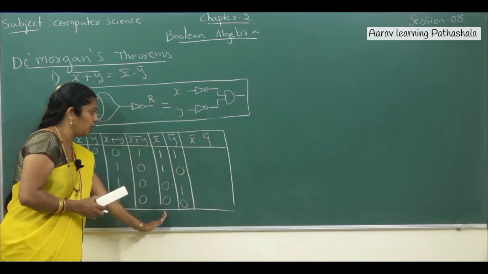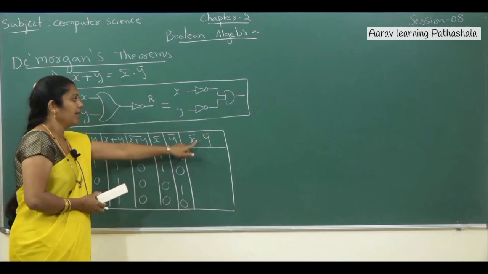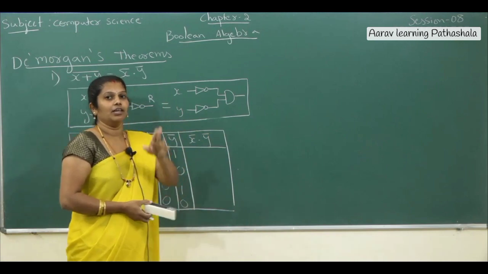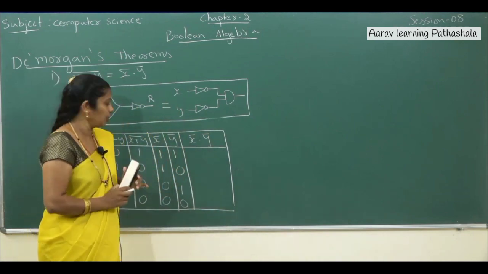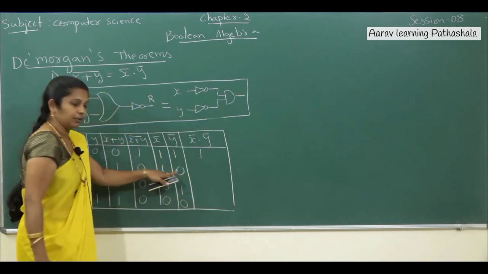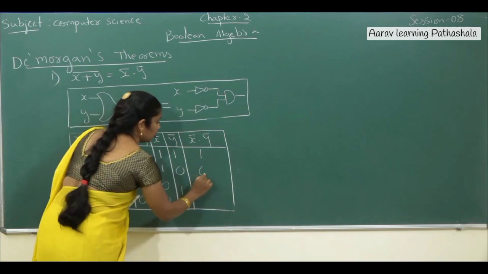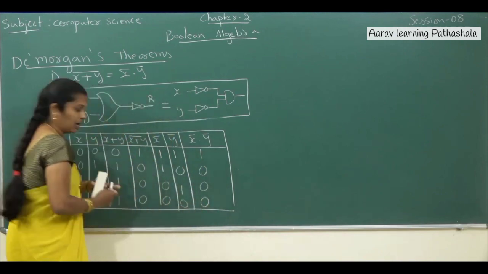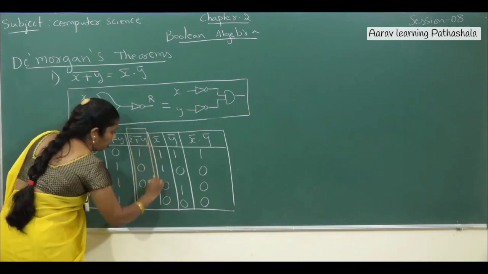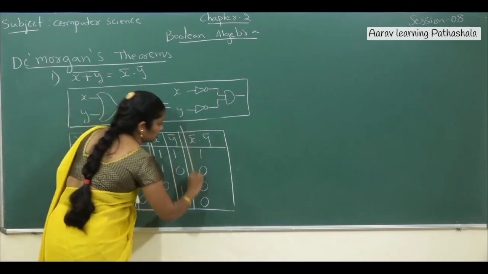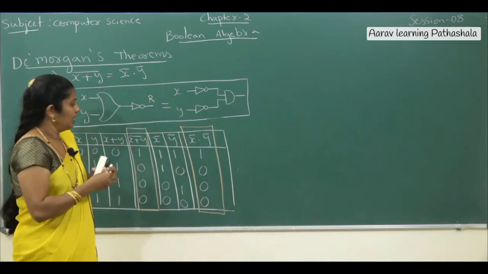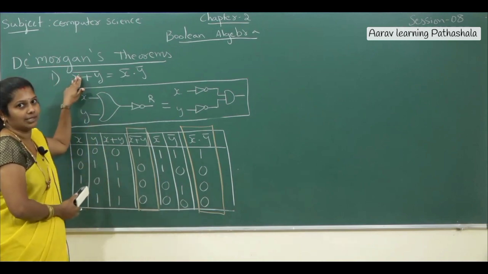You have to consider the x bar column as well as the y bar column. Here we have the dot operator. In the dot operator, if all the inputs are 1, then only the output becomes 1. Otherwise it is 0. 1 into 1, here the output becomes 1. 1 into 0, one input is 0 here. That's why the output becomes 0, 0, 0. From this we can say that x plus y whole bar equals x bar into y bar. This is the truth table to find out the first De Morgan's theorem.